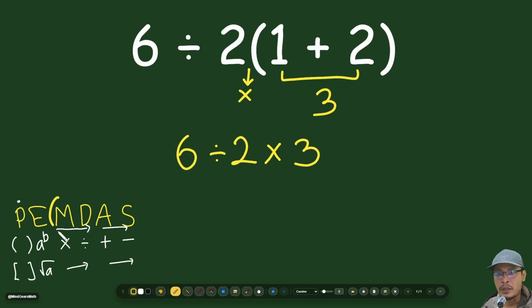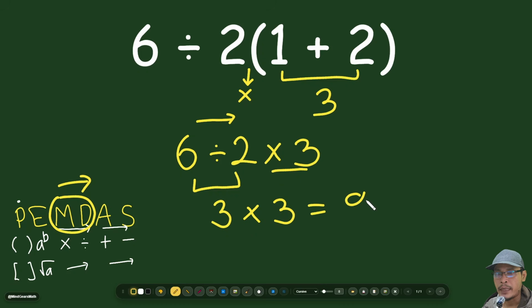Multiplication and division are equal rank, left to right. 6 divided by 2 is 3. Then 3 times 3 is 9. That is the answer.